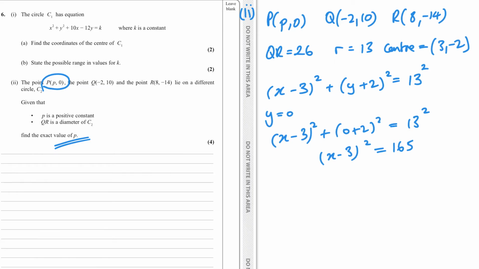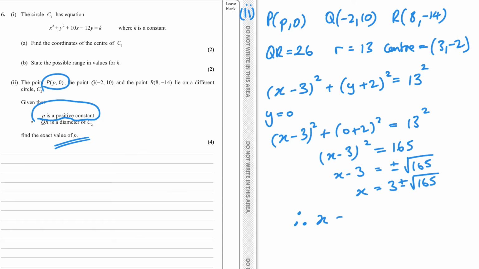Now what I need to do is square root both sides and add 3. So x minus 3 equals plus or minus the square root of 165. x equals 3 plus or minus the square root of 165. It wants an exact value, so I don't need to put it as a decimal, but the other piece of information we are told is that p is a positive constant, therefore x equals 3 plus the square root of 165.